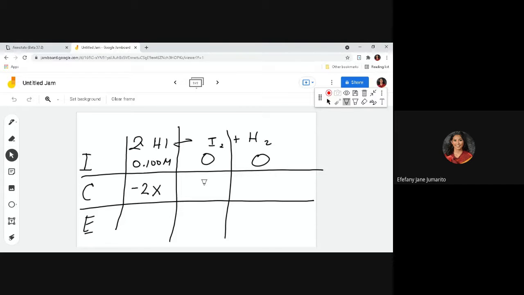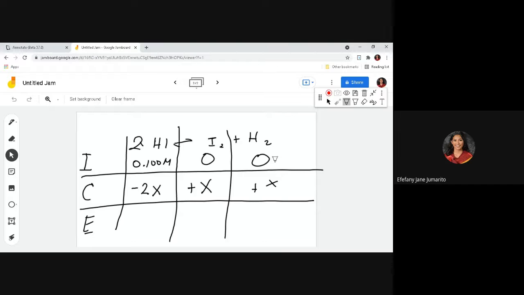Okay. Now the change we will represent as x. Okay, 1x, di ba? 1 naman yun, 1x. So, di na natin butang 1. So, that's positive. Positive x.